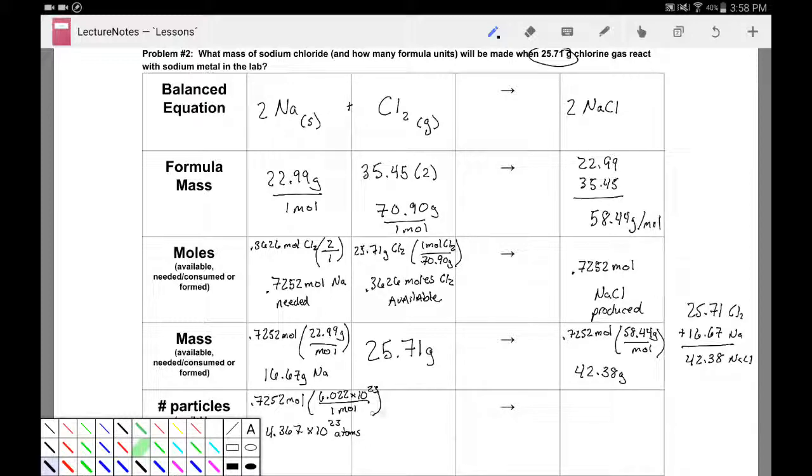We can continue that same calculation for the rest of our cells, and we should find that we have 2.184 times 10 to the 23rd molecules of chlorine gas, and we also have 4.367 times 10 to the 23rd formula units of sodium chloride.